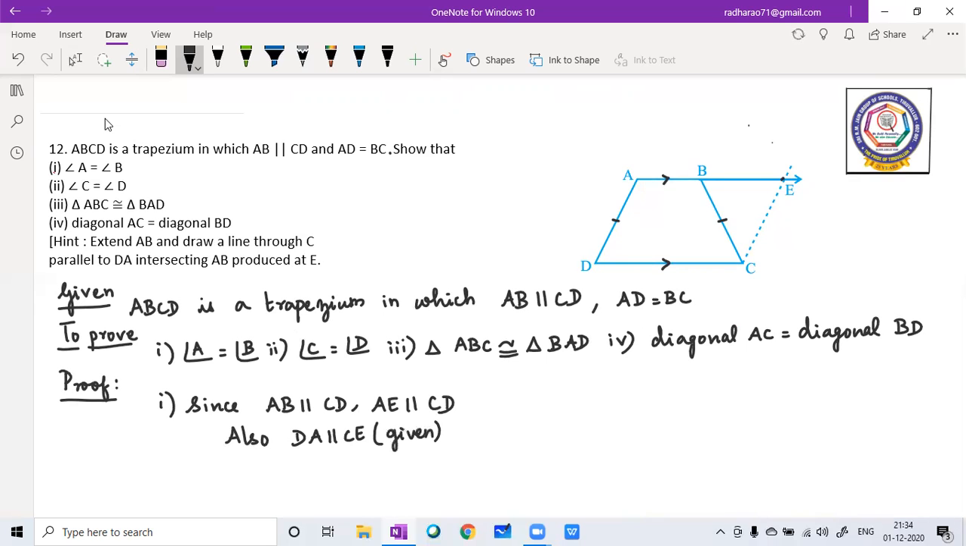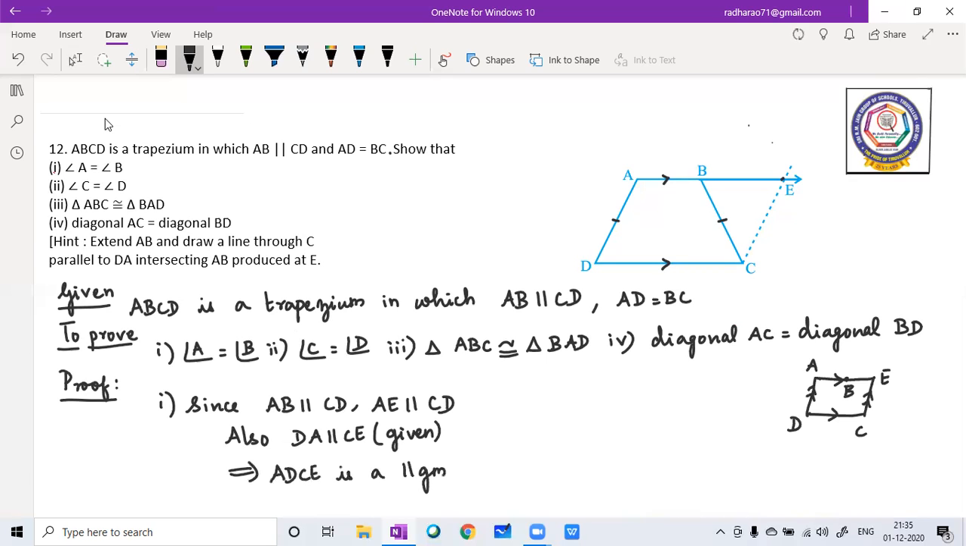I take the quadrilateral ADCE. There is a B here. AB is parallel to DC, so AE is parallel to DC. Also, DA is parallel to CE. That is, two sets of opposite sides are parallel in this quadrilateral. In any quadrilateral, if both pairs of opposite sides are parallel, then it becomes a parallelogram. So ADCE is a parallelogram.